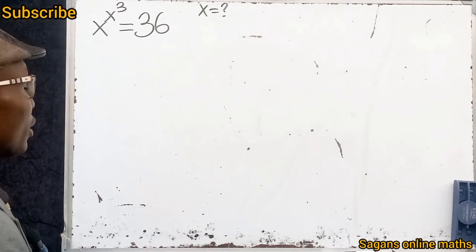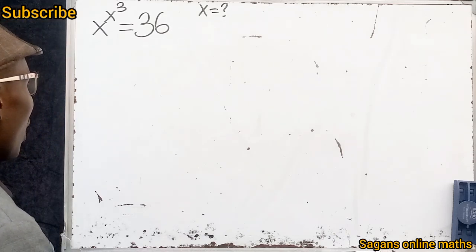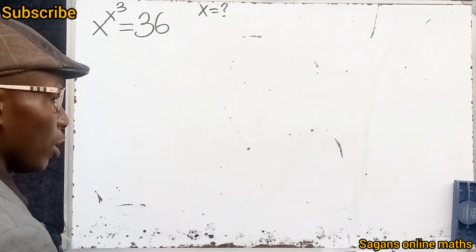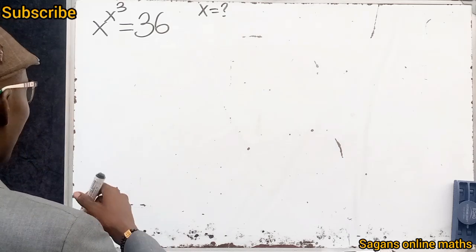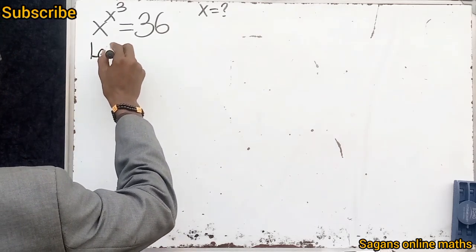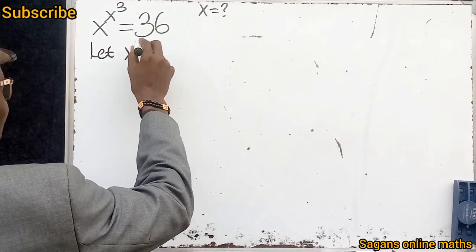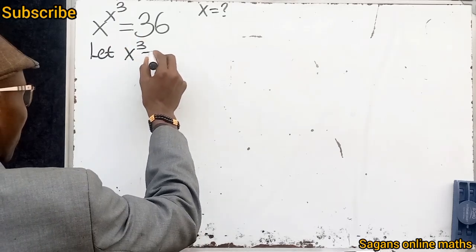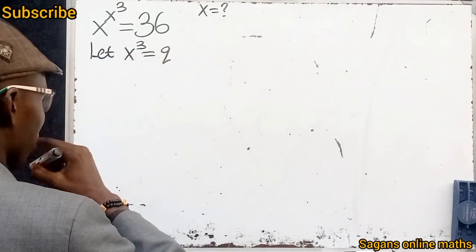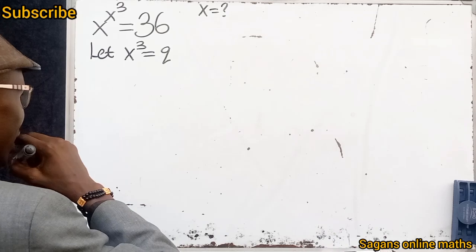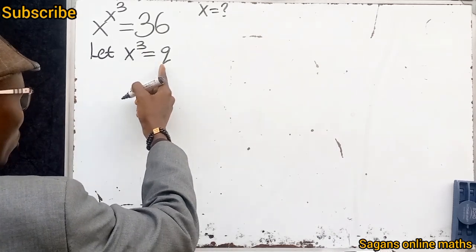Now this question is very simple as ABCD. Do you know that we are not wrong in any way if we say let s to the power of 3 represent any variable? Let it be represented by Q. Now we see that s to the power of 3 is equal to Q.